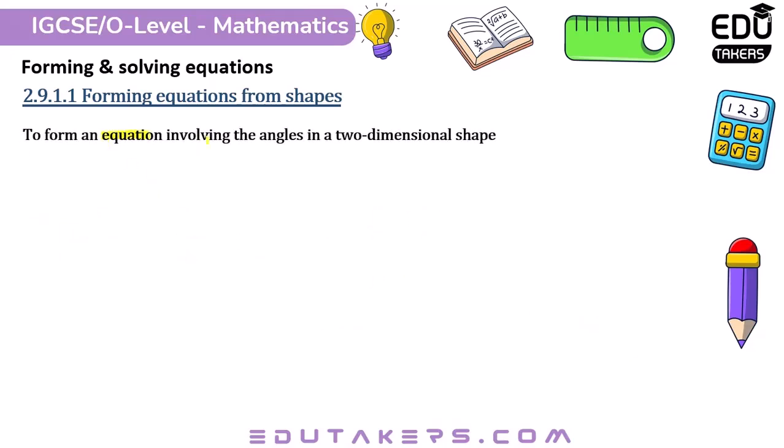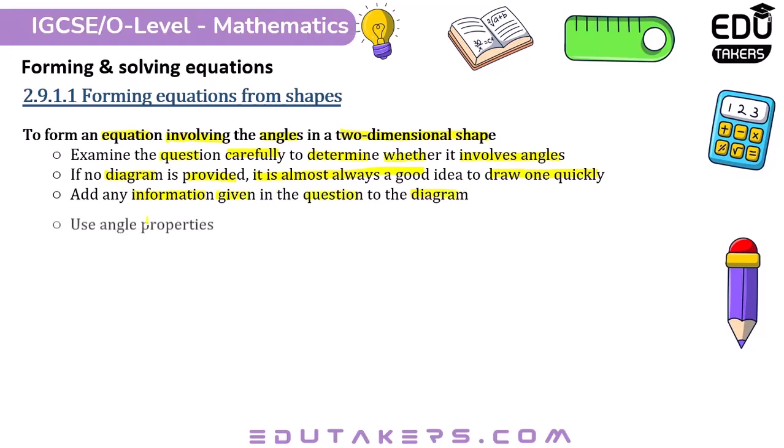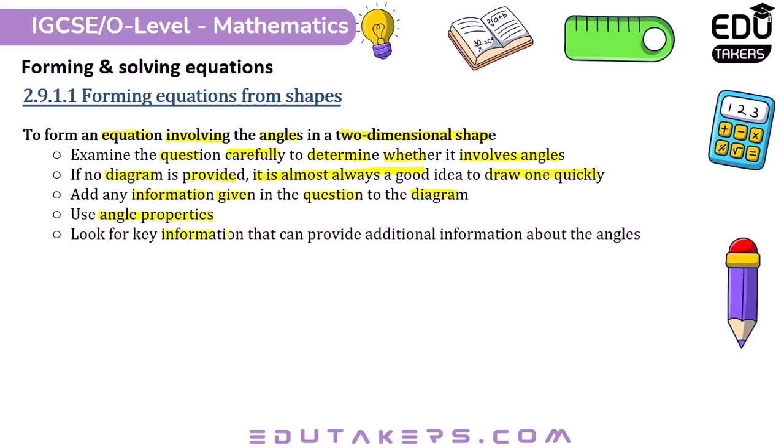To form an equation involving the angles in a two-dimensional shape, examine the question carefully to determine whether it involves angles. If no diagram is provided, it is almost always a good idea to draw one quickly. Add any information given in the question to the diagram. Use angle properties. Look for key information that can provide additional information about the angles.